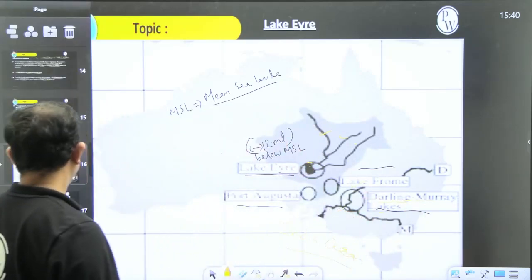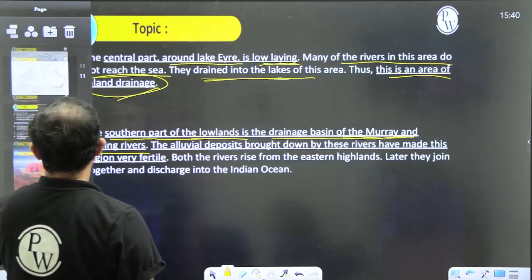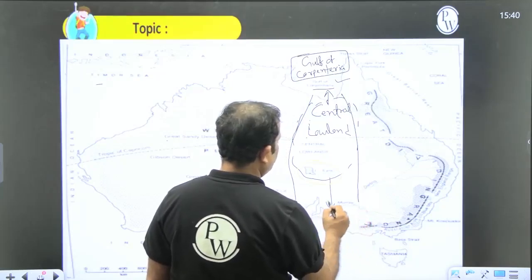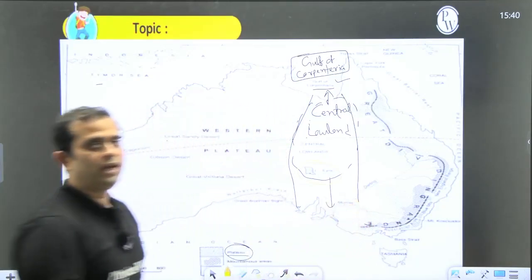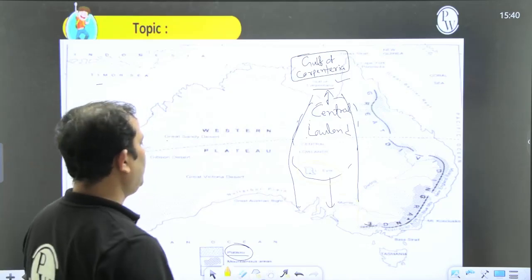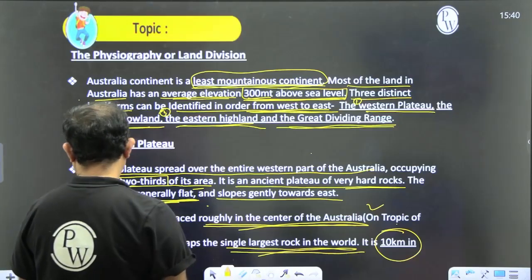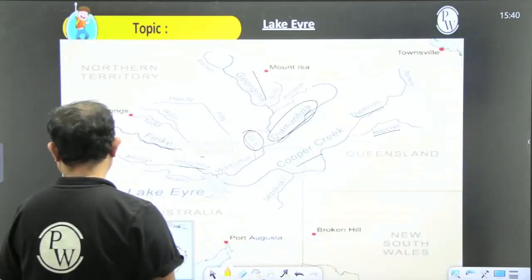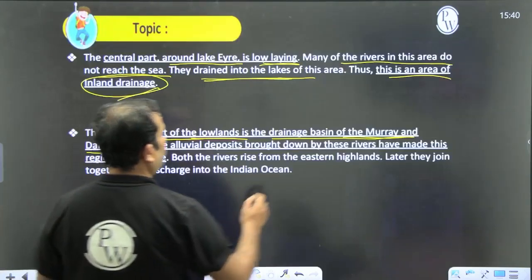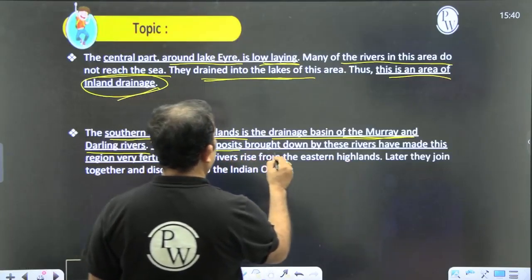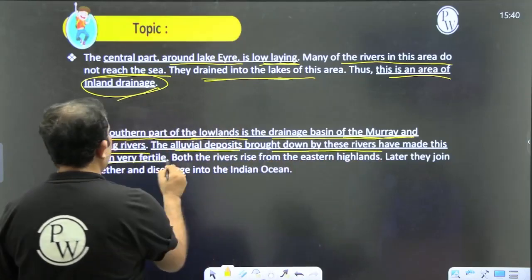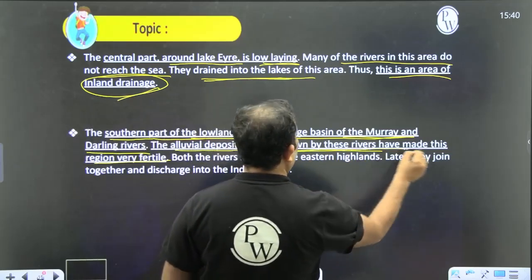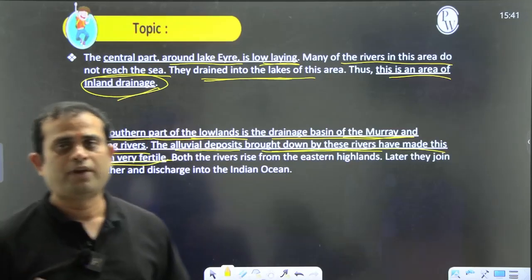See this one, Murray-Darling. This is the Murray-Darling basin area, the southern part. You can see the basin area here. So, the alluvial deposits brought down by the Murray-Darling rivers have made this region very fertile.